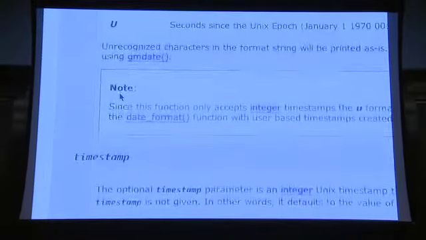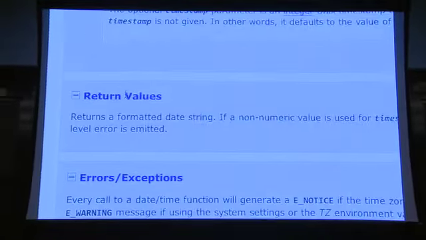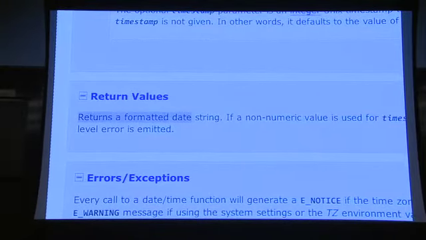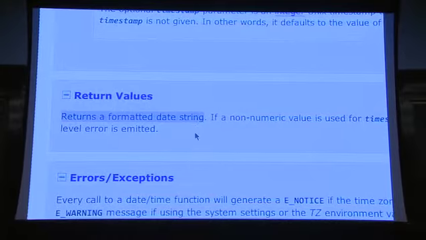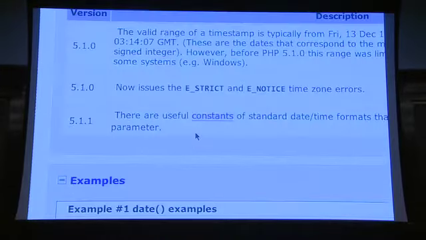Let's just scroll down past all of that. Timestamp does what I promised. Return value returns a formatted date string. If you do something wrong, it goes on to explain that there's an error. And then let me scroll down here.